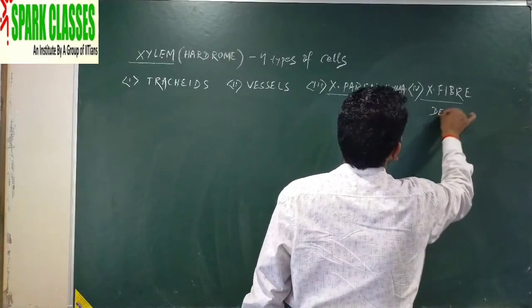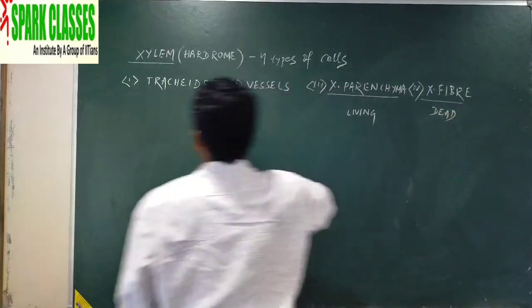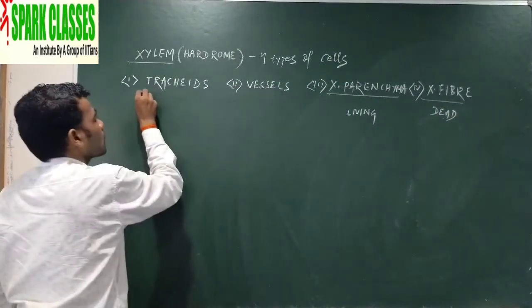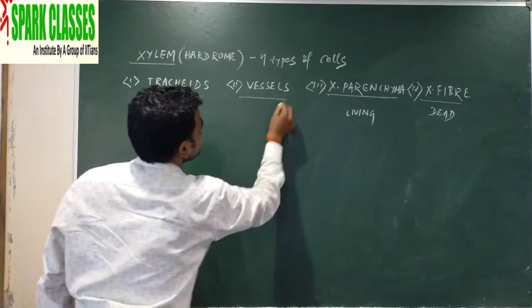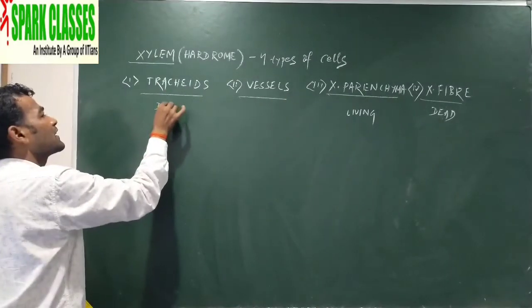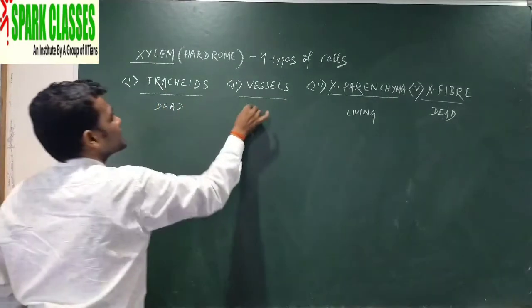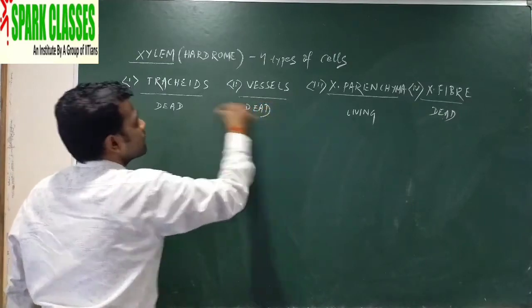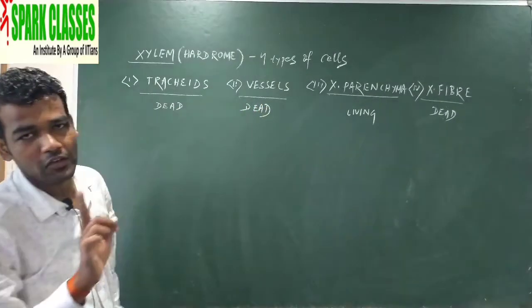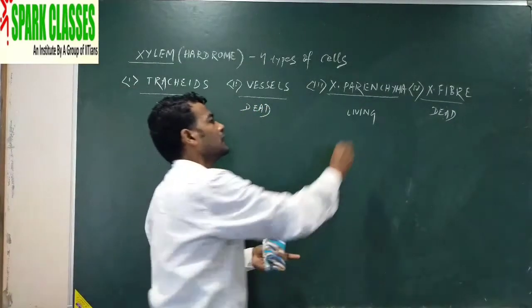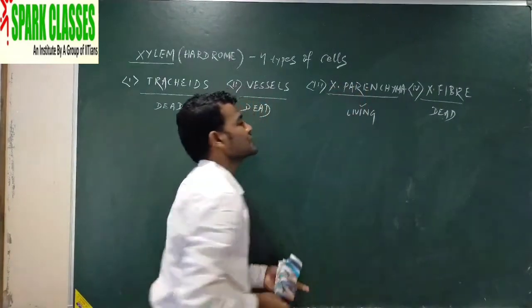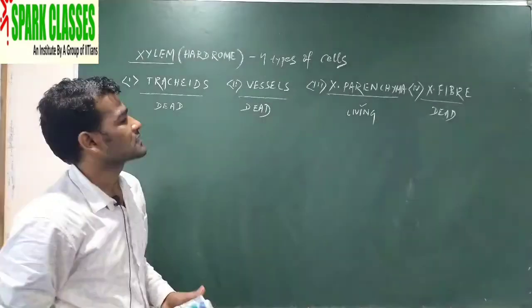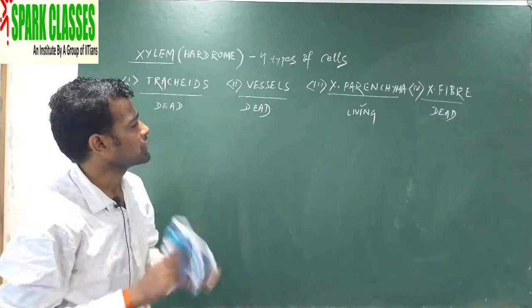Xylem fiber is dead, and these 2 also, tracheids and vessels, are also dead. Tracheid is dead and vessel is dead. So you have to remember only one is living. Nothing to remember here. Only remember one thing, that xylem parenchyma is living, rest are dead. So first point is clear.